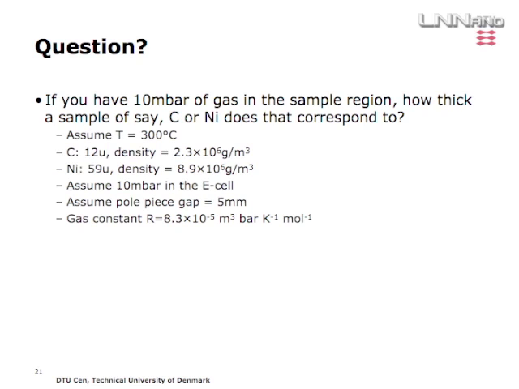So usually when I give this presentation in a class, I would ask a question here. I think the audience might be a bit too big for that, so we'll maybe skip straight to the solution. But consider if you have 10 millibars of gas, which is a typical working pressure for your E10, how thick a sample of, say, carbon and nickel does that correspond to? Any guesses are welcome here, but you can assume room temperature maybe. These are just the standard textbook numbers. I put 5 millimeters, that should actually be 7 millimeters. But let's skip straight to the solution instead.